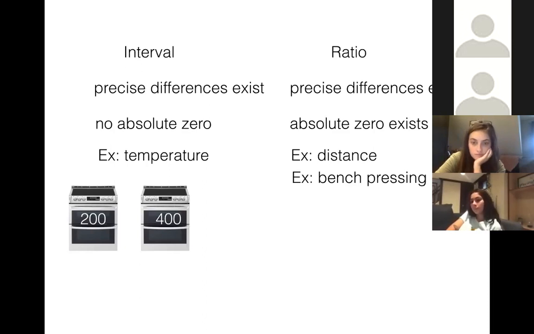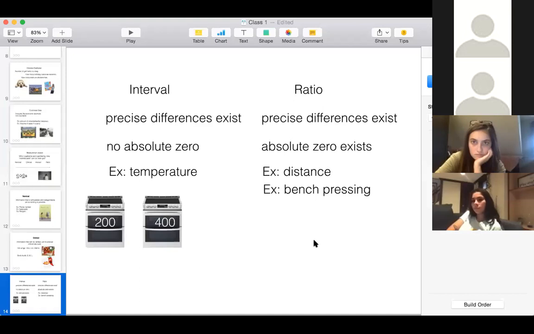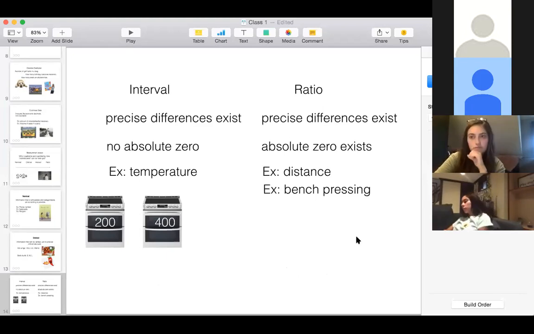Okay, I need to make sure that I can see the chat window. So I'm going to switch my screen a little bit. I have a question. Sure. So when the test is about to come up, are you going to do a review, like the day before?